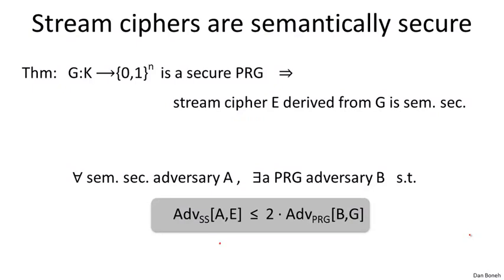So the theorem we want to prove is that given a generator G that happens to be a secure pseudorandom generator, the stream cipher that's derived from this generator is going to be semantically secure. Okay, and I want to emphasize that there was no hope of proving a theorem like this for Shannon's concept of perfect secrecy, because we know that a stream cipher cannot be perfectly secure because it has short keys. And perfect secrecy requires keys to be as long as the message.